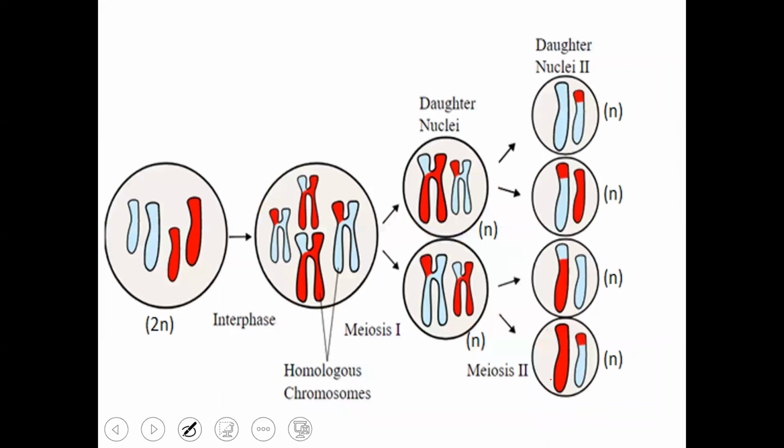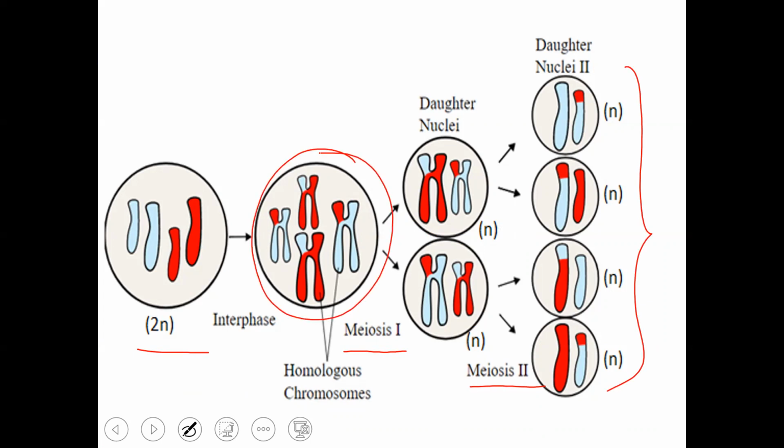Now let us look at the diagrammatic view of how the diploid parental cell underwent meiosis 1 and meiosis 2 to produce haploid daughter cells, which have undergone the process of genetic recombination. The exchange of genes would have taken place in prophase 1, and that has led to different recombination in the daughter progeny.